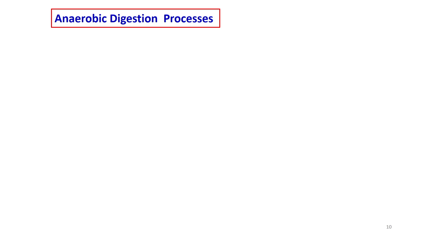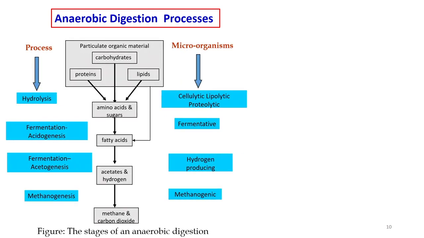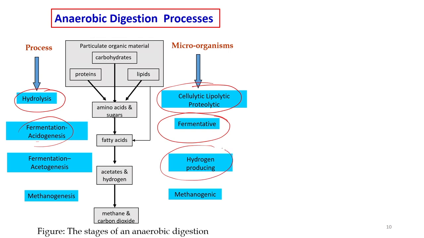So now let us discuss the anaerobic digestion process. Here we are collecting all those wastes which contain carbohydrates, proteins and lipids. These are converted to amino acids and sugars with the help of microorganisms called cellulolytic, lipolytic and proteolytic microorganisms, and this process is known as hydrolysis. Then these amino acids and sugars are converted to fatty acids with the help of fermentative microorganisms, and this process is known as fermentation, acidogenesis. Then these fatty acids are converted to acetate and hydrogen with the help of hydrogen producing microorganisms. The process is known as acetogenesis.